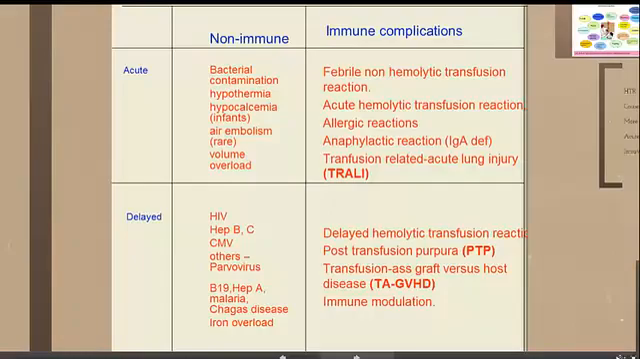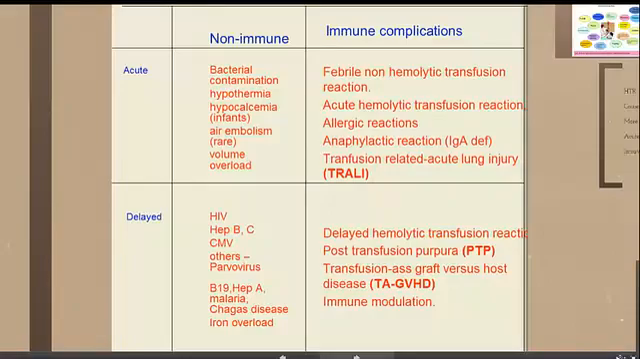The non-immune complication is one in which there is no direct immune mechanism involved, whereas in immune complication there is a direct immune mechanism that causes the complication. So the acute non-immune complications will be, for example, bacterial contamination, hypothermia, hypocalcemia, which usually occurs in infants, air embolism, and also volume overload.